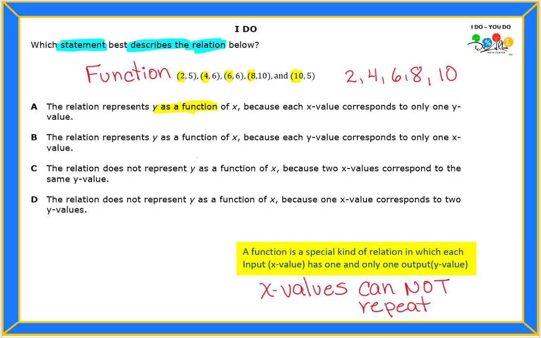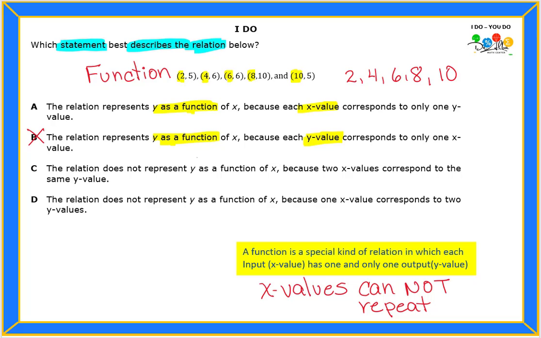What about B? It says the relation represents y as a function, so it also says a function. But then it says because each y value. Am I looking at the y values? No, I'm looking at the x values. So letter B cannot be my answer.